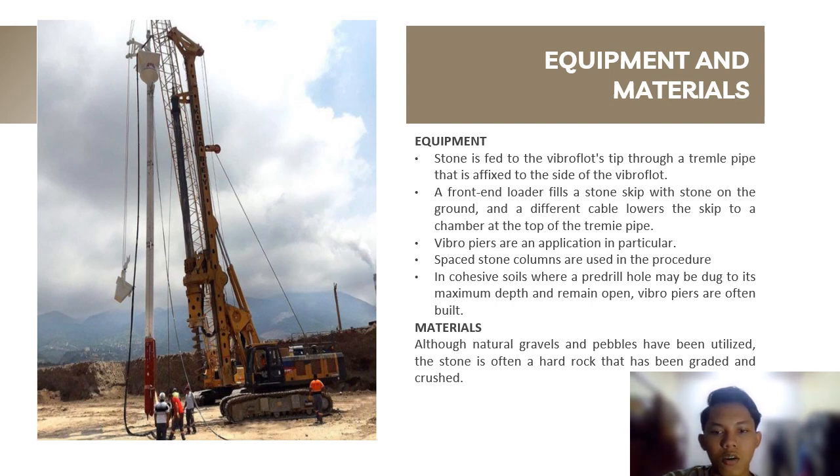In cohesive soil, where a pre-drilled hole may be dug to its maximum depth and remain open, vibro piers are often built. For the materials, although natural gravel and pebbles have been utilized, the stone is often a hard rock that has been graded and crushed.